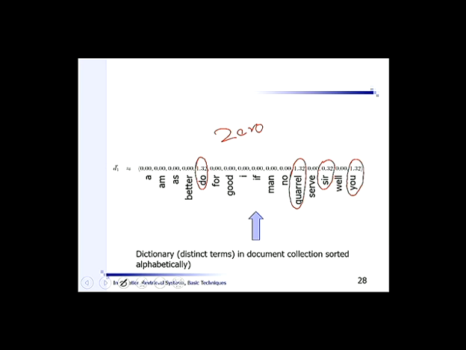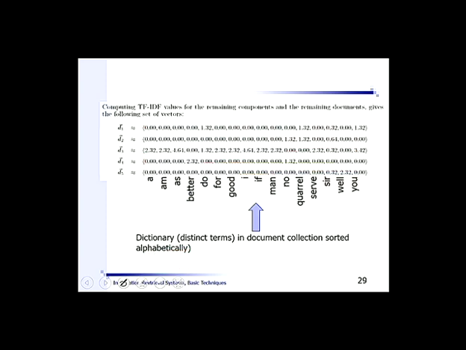So this is how we develop vectors. Once we have calculated TF-IDF scores for all the components, we use this same order, the dictionary terms sorted in alphabetical order. This will be our order for all the documents. Every document will be represented with the same components. The first component always refers to "a", the last always refers to "you", and the rest in the same order.